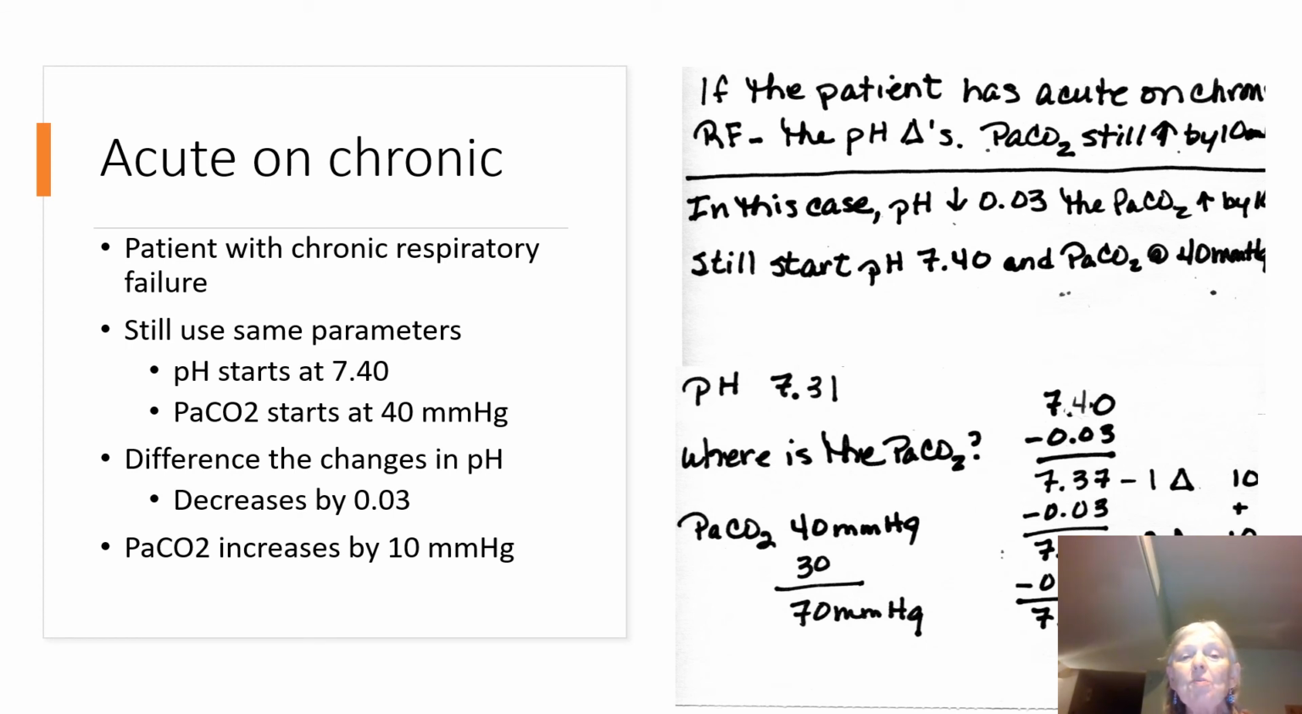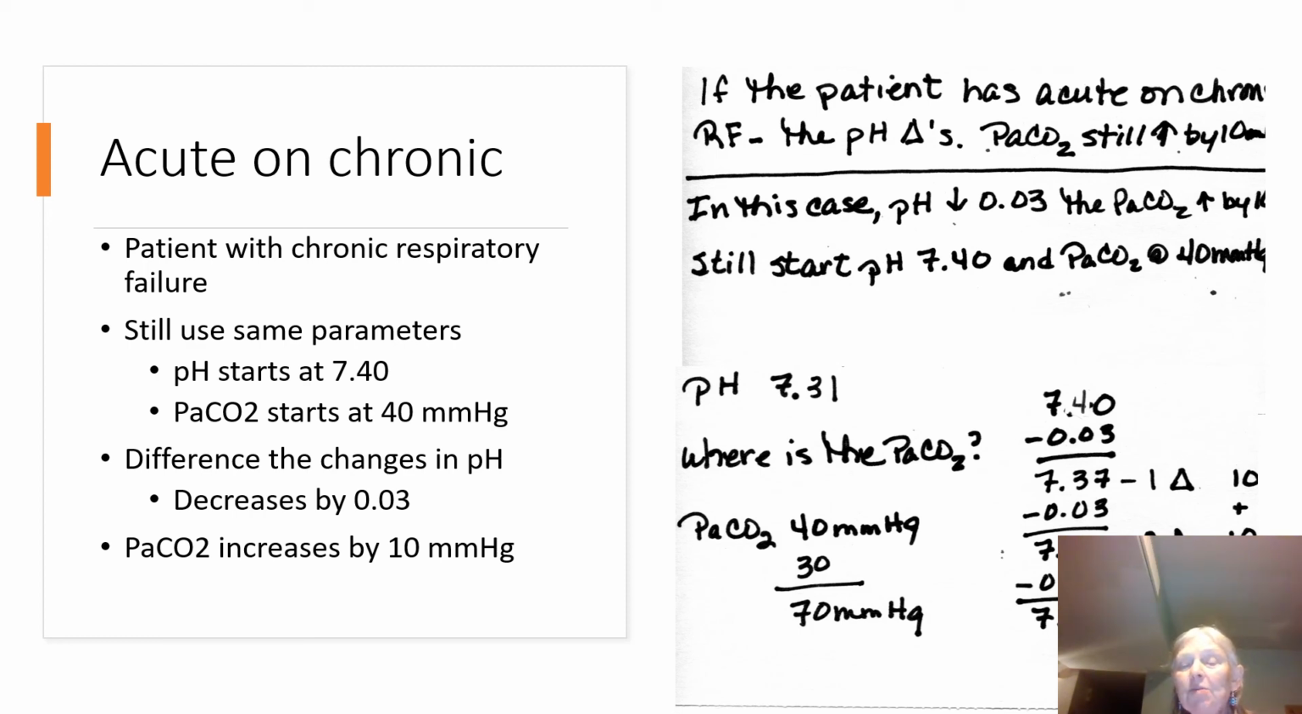On the other side of the house with acute on chronic, remember these patients live with chronic respiratory gases, okay? We're going to use the same parameters. The pH is still going to start at 7.40 and the CO2 is still going to start at 40. The biggest change is instead of decreasing by 0.08, the pH changes are going to decrease by 0.03. CO2 will still increase by 10 for every decrease of 0.03.